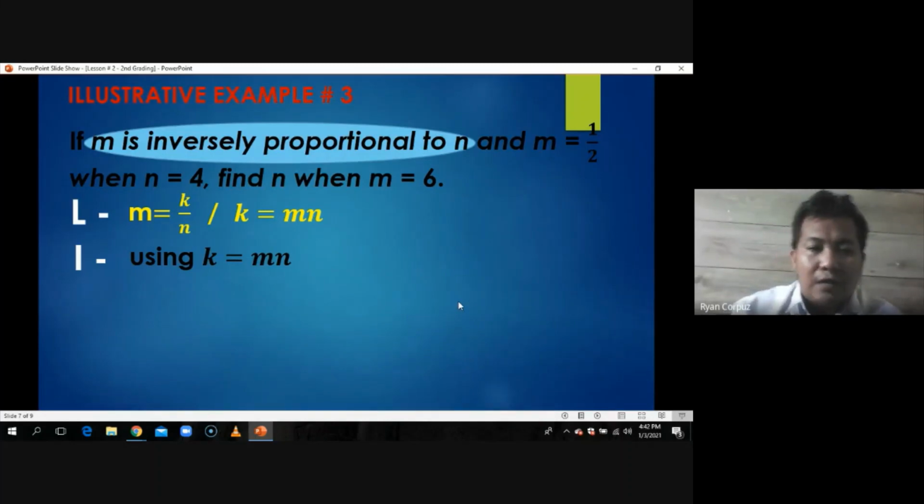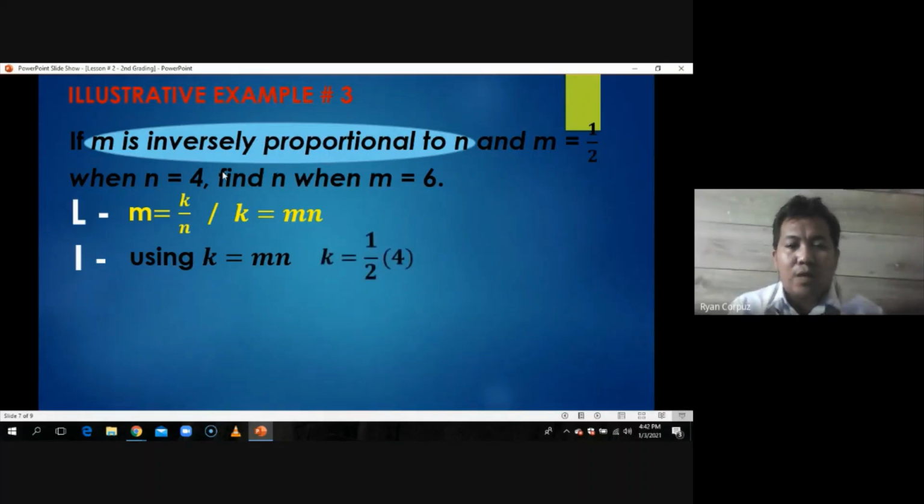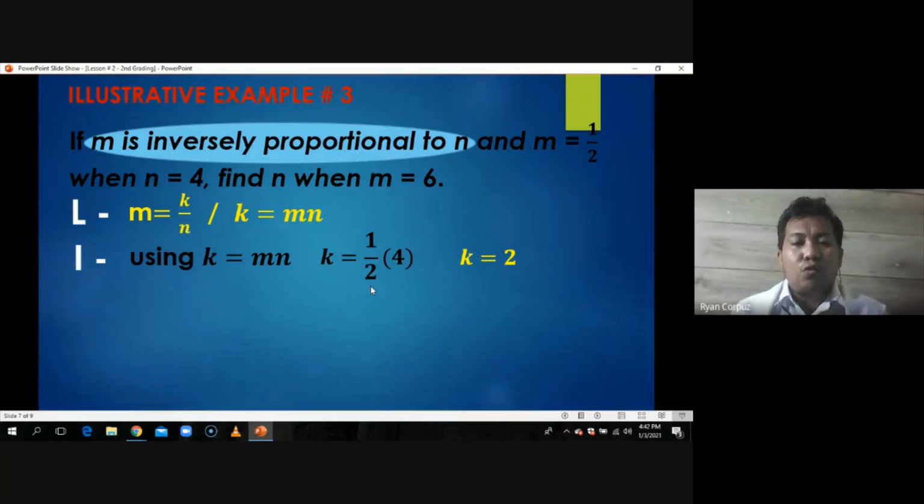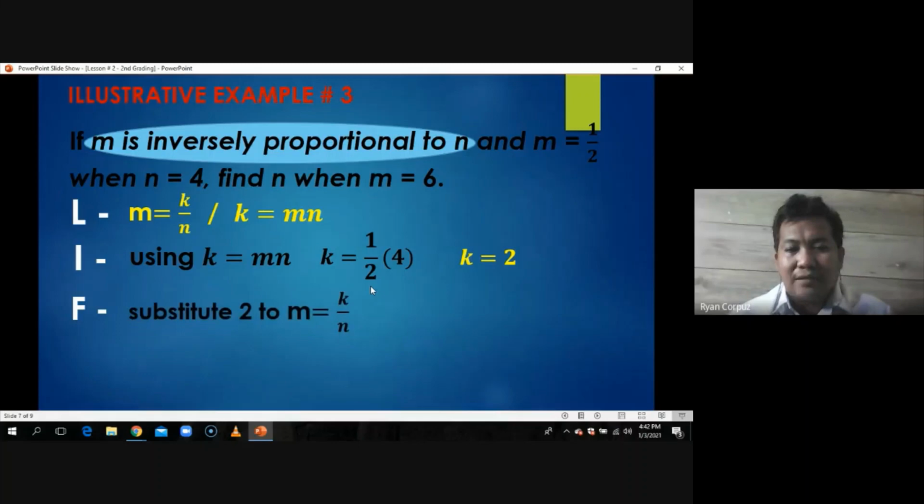for the value of K using the complete values of M and N. M is 1/2, N is 4. So we come up with 1/2 times 4. That would be 1 times 4, which is 4 divided by 2. So that would be K, which is equal to 2. And that K equal to 2, substitute it to M is equal to K over N to form the equation of variation. So we come up with M is equal to 2 over N.